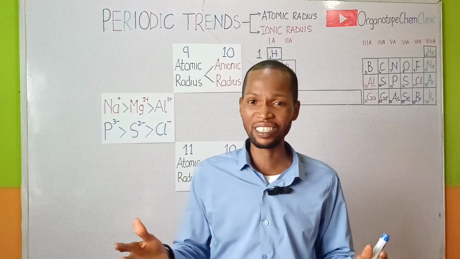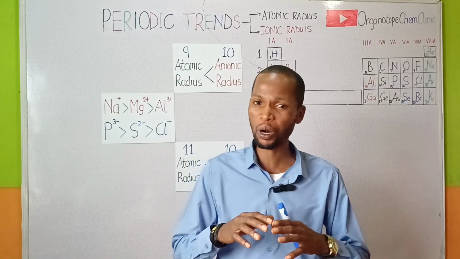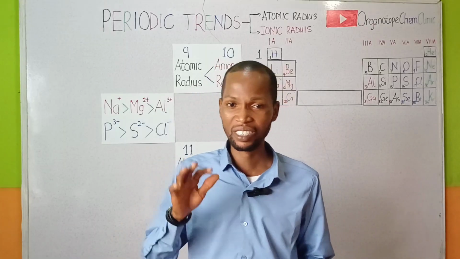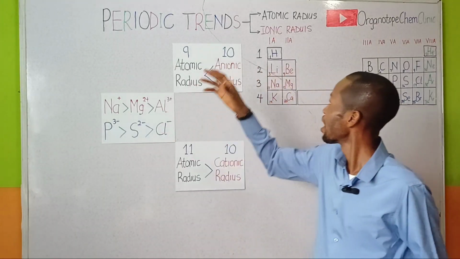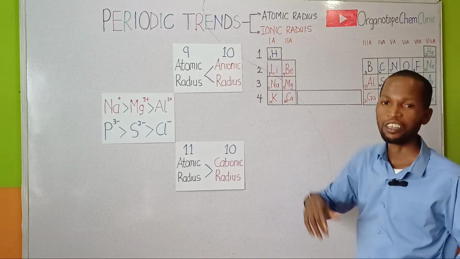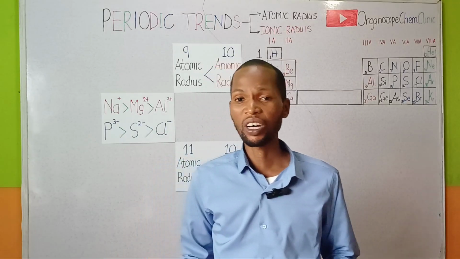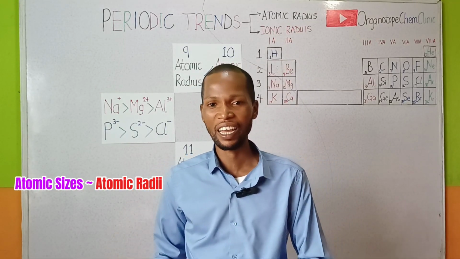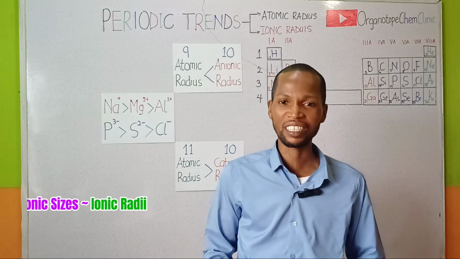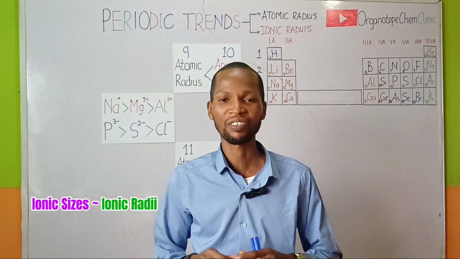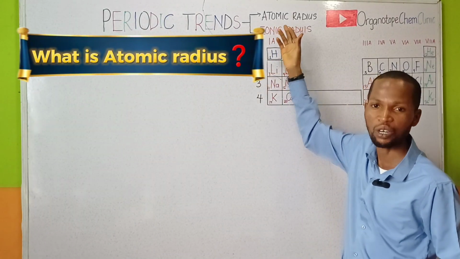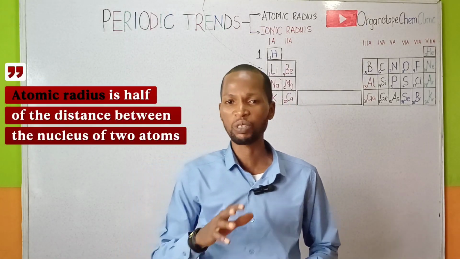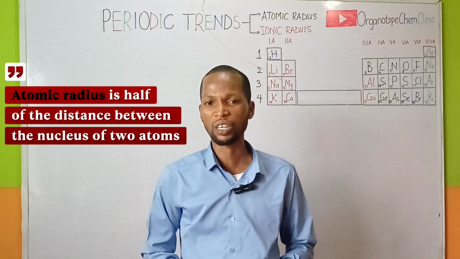So once you master these trends, you will be able to predict the properties of elements without memorizing them. So let's break it down step by step. Atomic radius and ionic radius. We need to understand that the atomic sizes are given by atomic radii, while the ionic sizes are given by ionic radii. What is atomic radius? Atomic radius is half of the distance between the nuclei of two atoms.